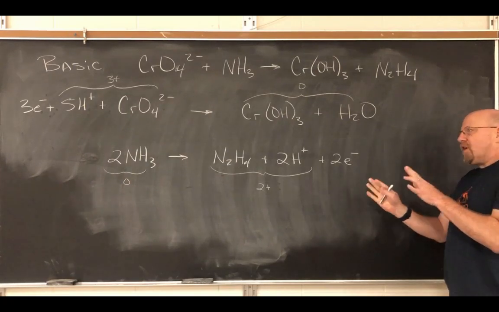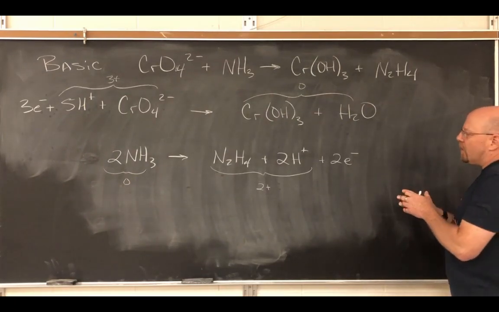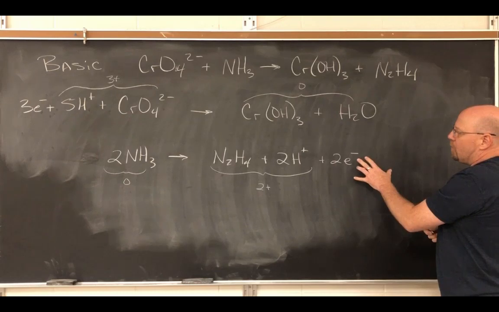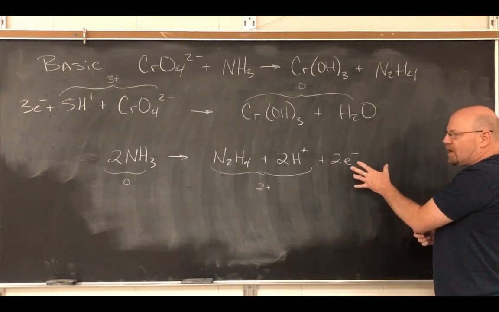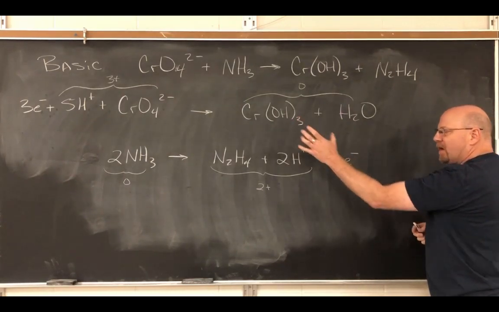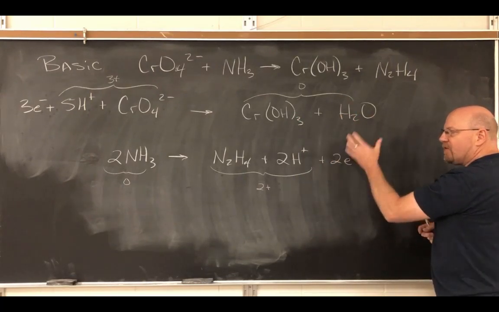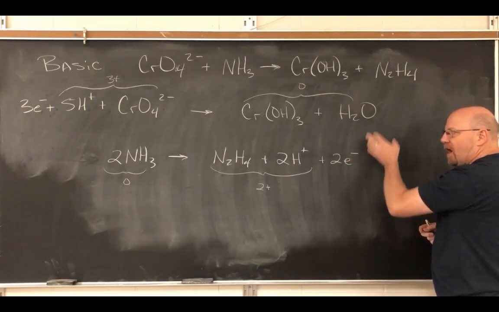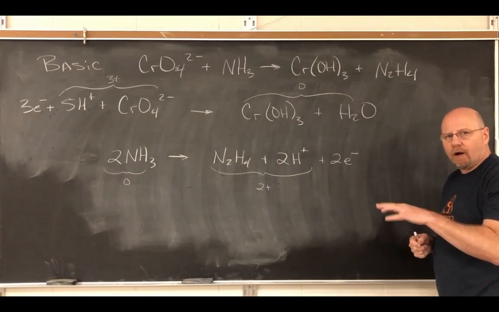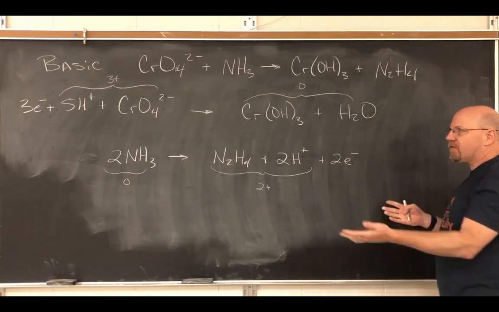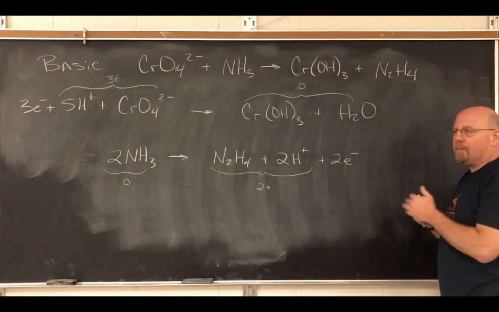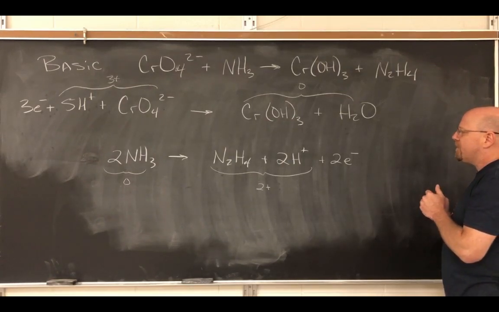Now, quick check. I didn't mention this in the previous one. When you get to the point where the electrons have to be on opposite sides of these half reactions, if you end up with electrons on the same side in both half reactions, you've done something wrong. Why? Because they have to cancel, and the only way for them to cancel is for them to be on opposite sides.